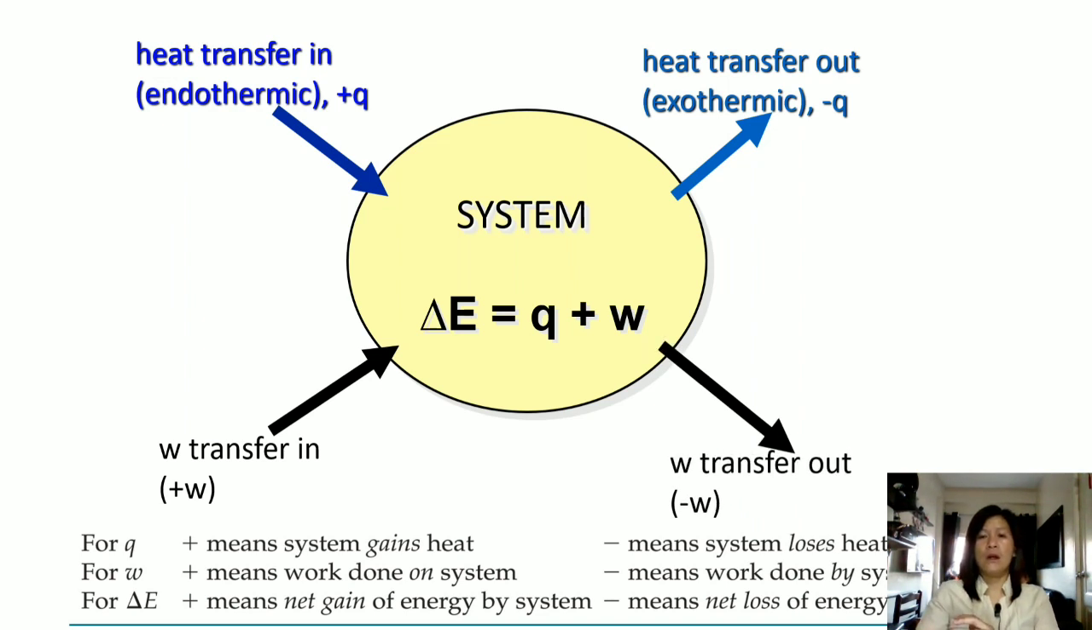Or work may be transferred out by the system. So it's just the same way. It's always either absorbed or given off, or transferred in or transferred out, and it's always heat and work added to get the change in internal energy of a certain system, of a particular system.